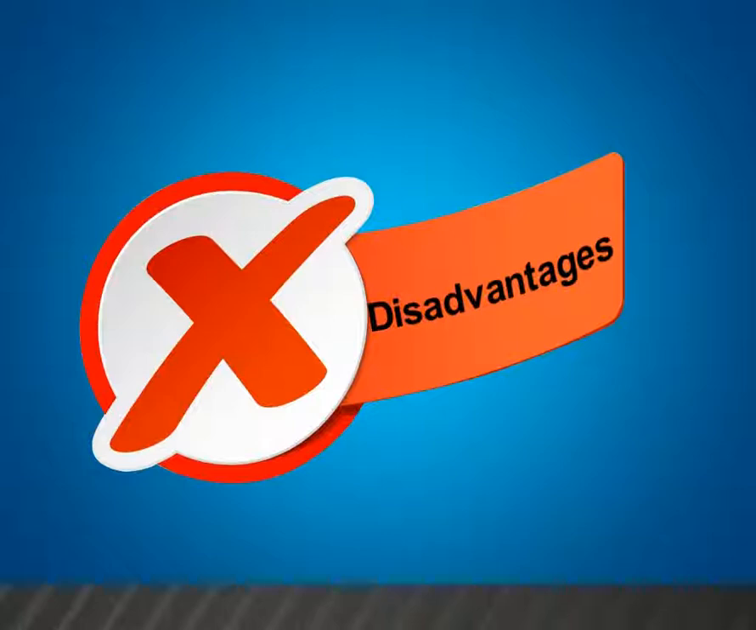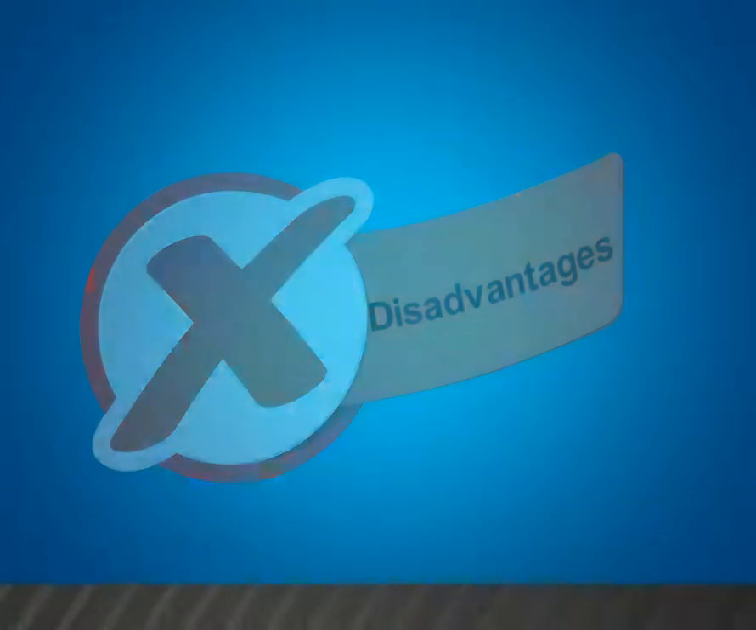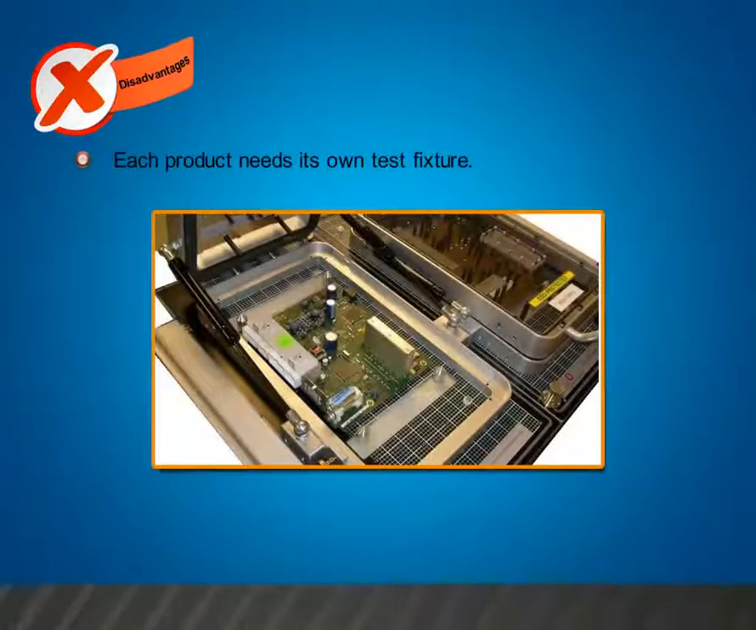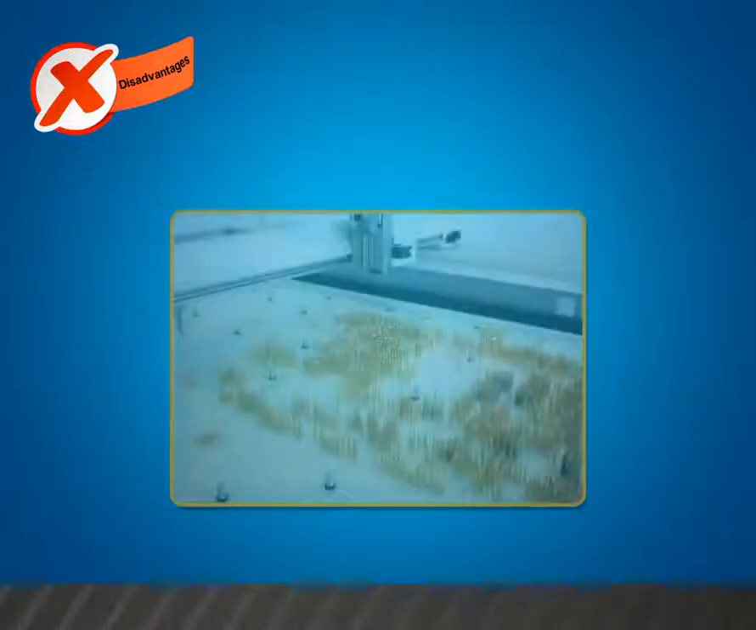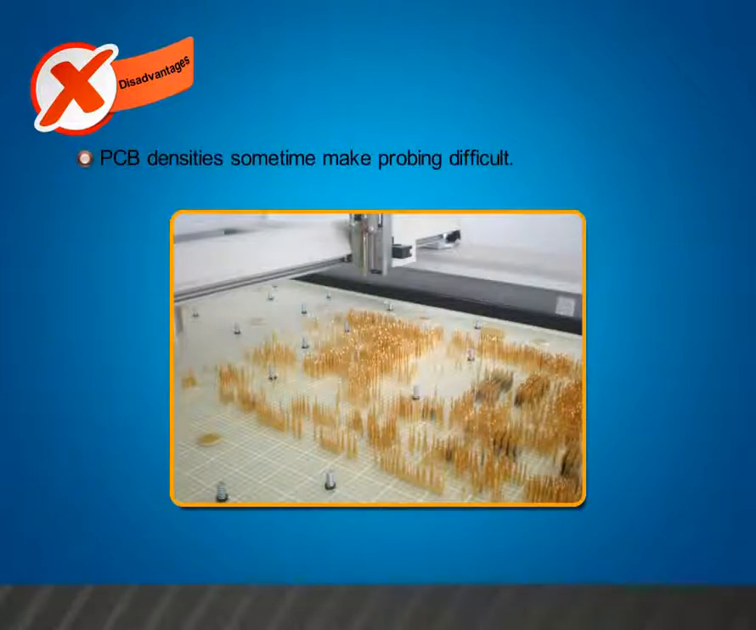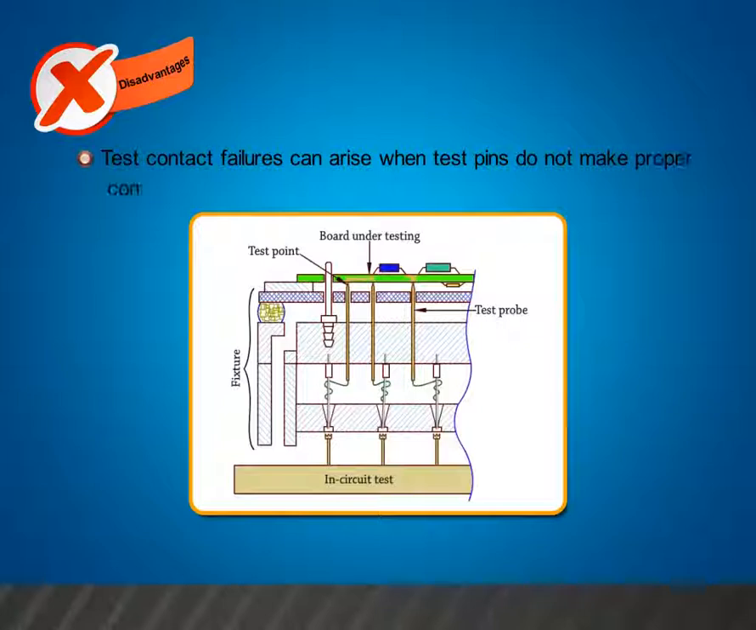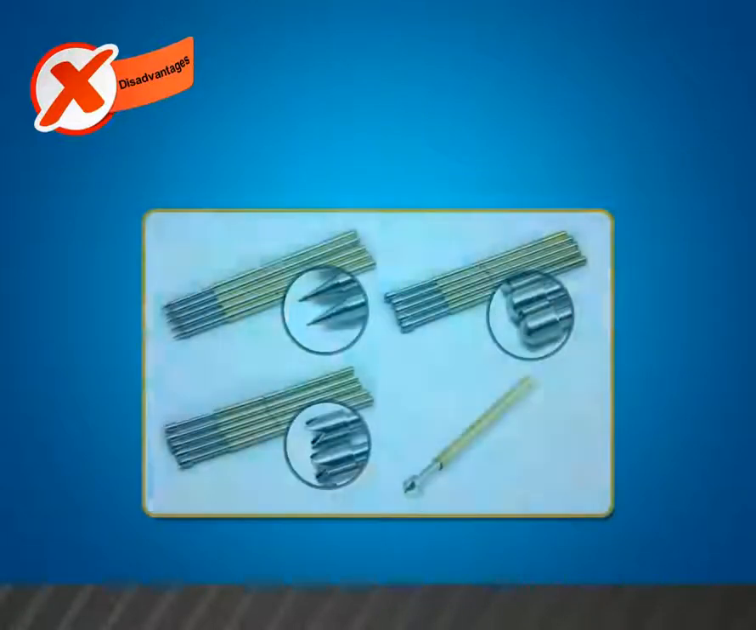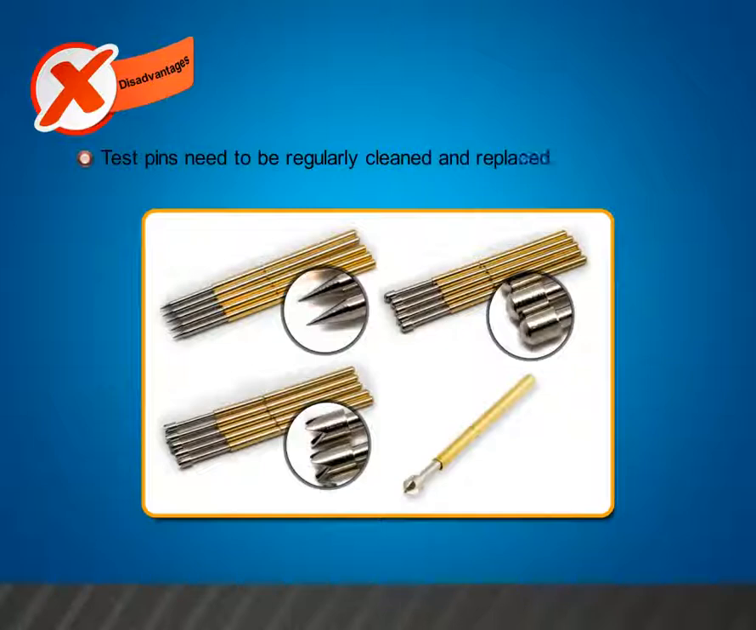Disadvantages of in-circuit testing: each product needs its own test picture. PCB densities sometimes make probing difficult. Test contact failures can arise when test pins do not make proper contact with the appropriate test pads. Test pins need to be regularly cleaned and replaced.